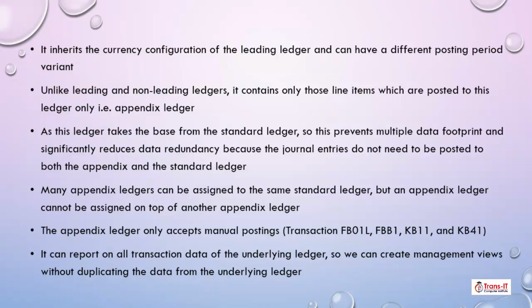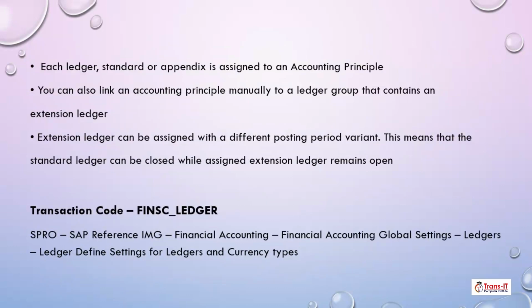The appendix ledger only accepts manual posting, that is, transactions FB01L, FBB1, KB11, and KB41. It can report on all transaction data of the underlying ledger, so we can create management views without duplicating the data from the underlying ledger.